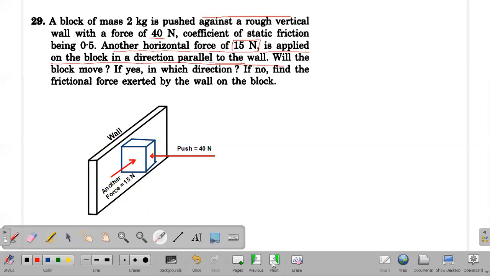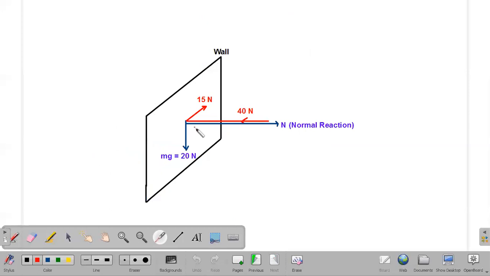So now moving to the next page where I have drawn this figure for you. This 40 Newton was perpendicular to the wall and this 15 Newton was parallel to the wall. This is the free body diagram of the object in which 15 Newton is acting parallel to this wall and 40 Newton is acting perpendicular to the wall.